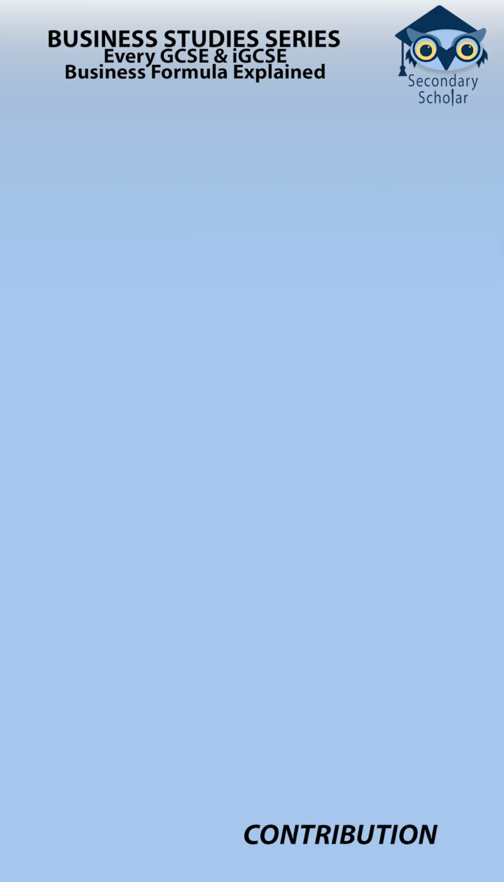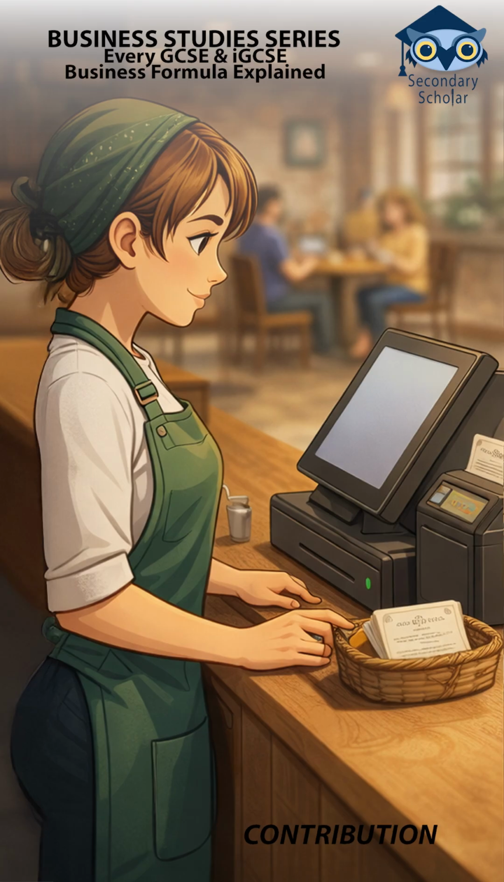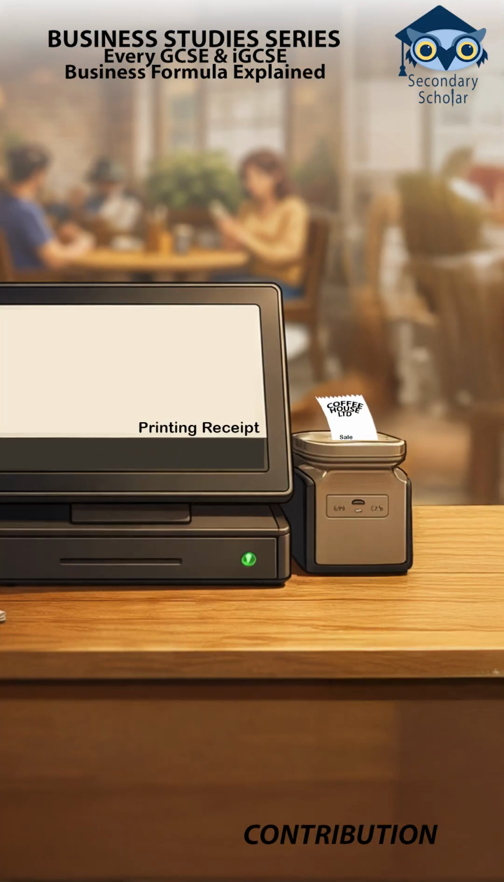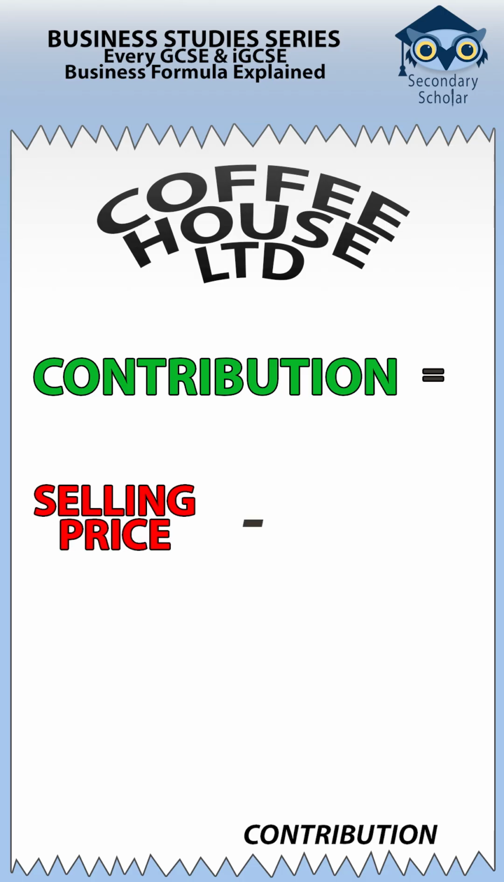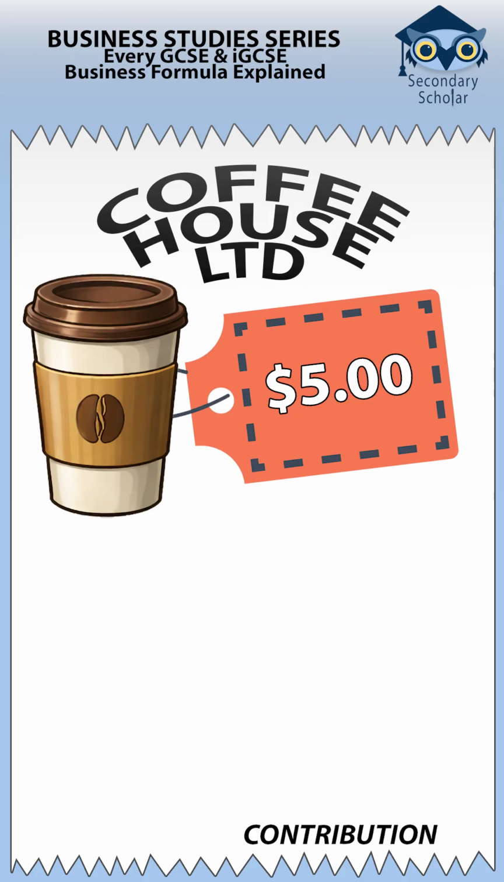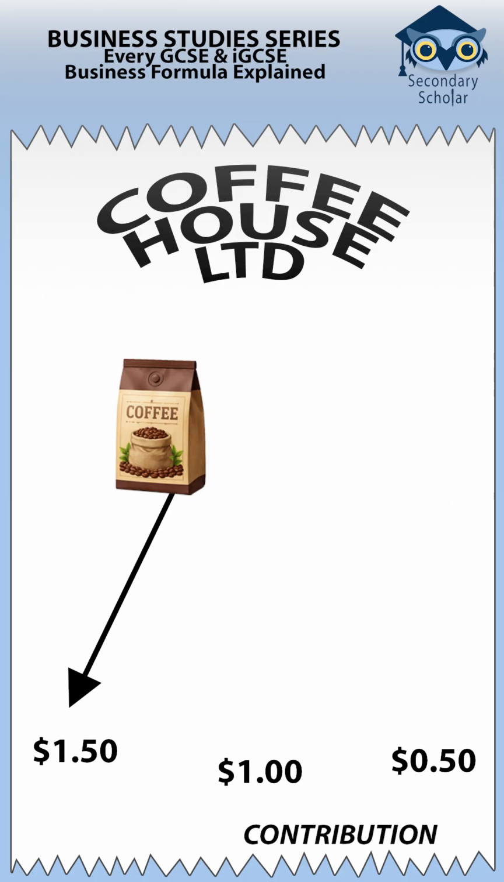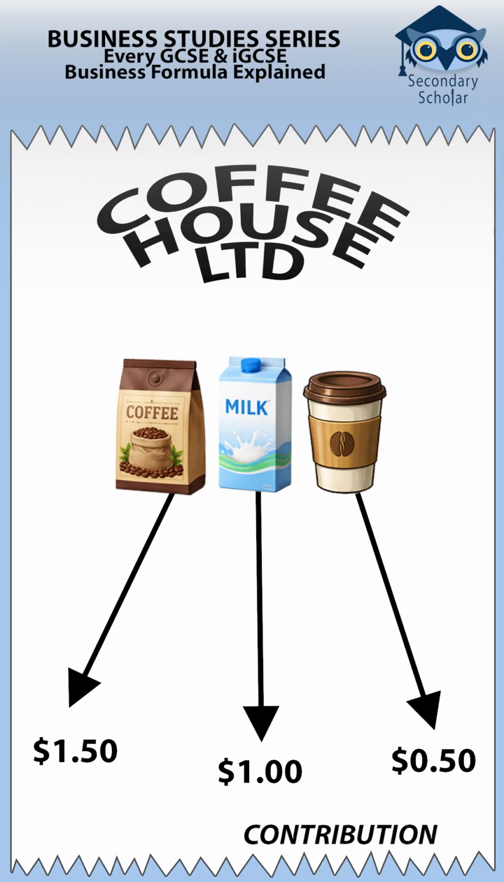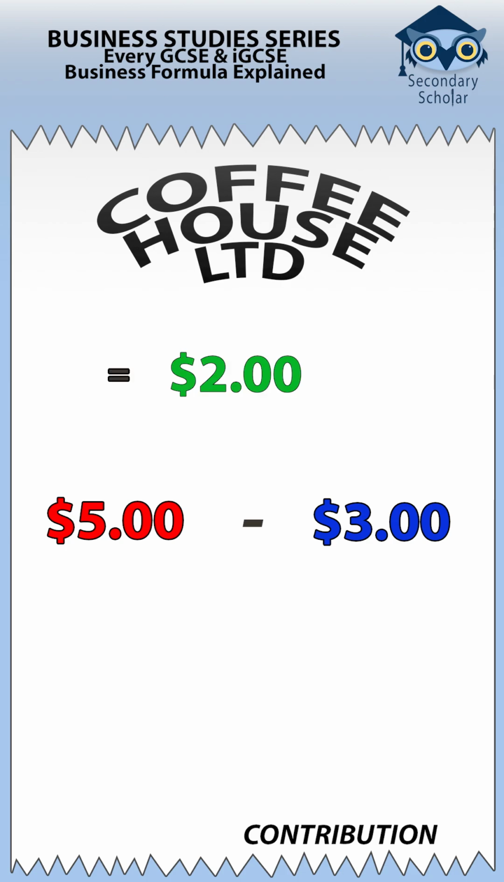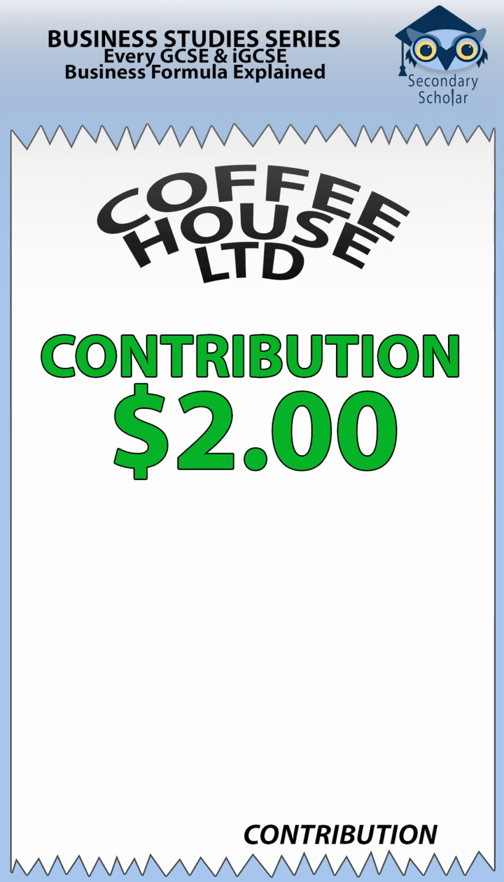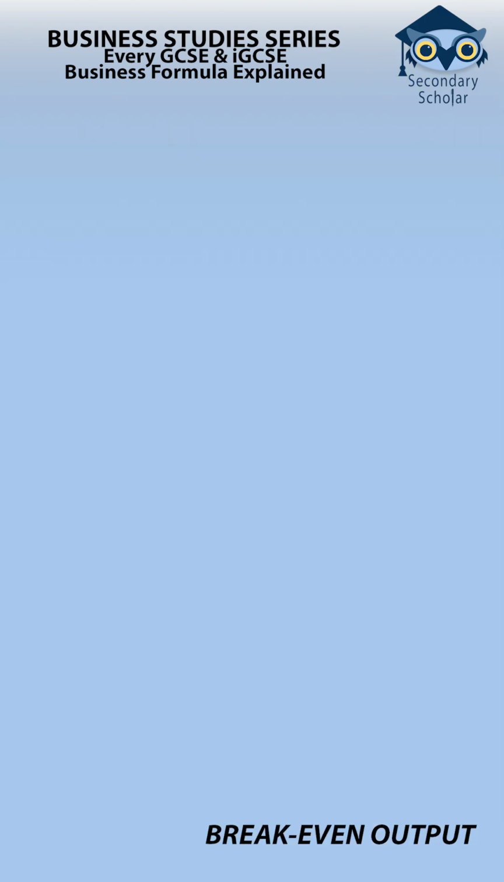Formula 9. Contribution. Contribution shows how much money from each sale goes toward covering fixed costs. The formula is contribution equals selling price minus variable cost. At Coffee House Limited, a cup of coffee sells for $5. The variable cost, including coffee beans, milk, and cups, is $3 per cup. 5 minus 3 equals $2. So each cup of coffee contributes $2 toward covering fixed costs.